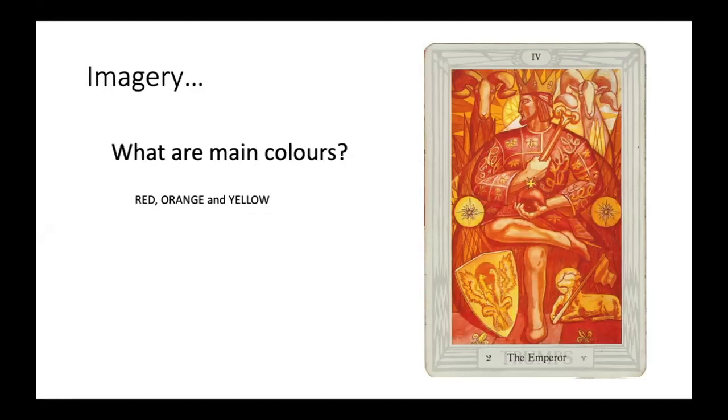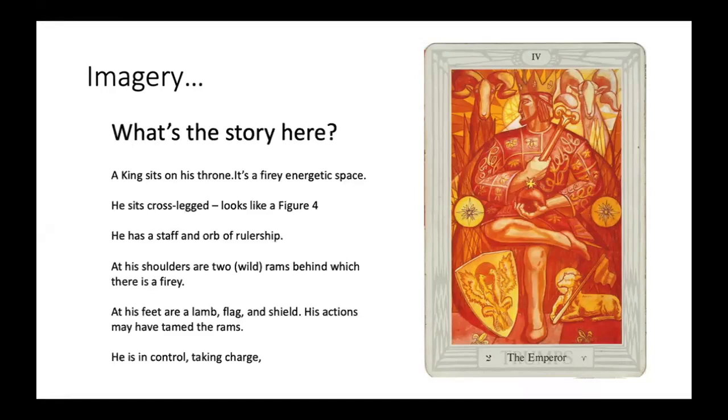If you remember from the previous deck, we know that the Emperor is Aries. Oh, surprise! There are the rams again. But there's something else. There's actually a number of rams or sheep in that picture we'll come on to. So what's the story? Well, a king sits on the throne. It's a fiery, energetic space to be. He's trying to contain himself from rushing forward. He sits cross-legged, and it looks like the figure four. Oh yeah, which is card number 4.